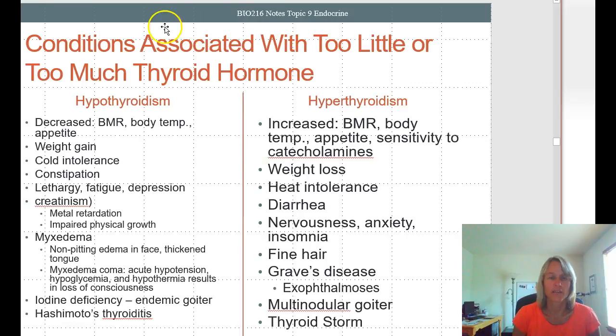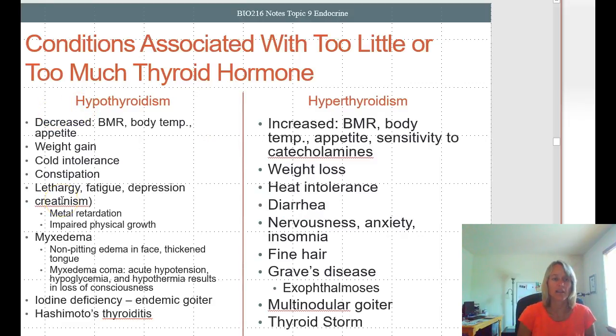Okay, I put this little table together to help you compare hypothyroidism with hyperthyroidism. So remember, with too little thyroid hormone, hypothyroidism, we have a decreased basal metabolic rate, body temperature, and appetite. In hyper, we have an increased metabolic rate, body temperature, appetite, and sensitivity to catecholamines. Hypothyroidism, we see weight gain. Hyper, weight loss. Hypothyroidism, we have cold intolerance. Hyper, we have heat intolerance. Hypothyroidism, we have constipation. Hyperthyroidism, we have diarrhea.